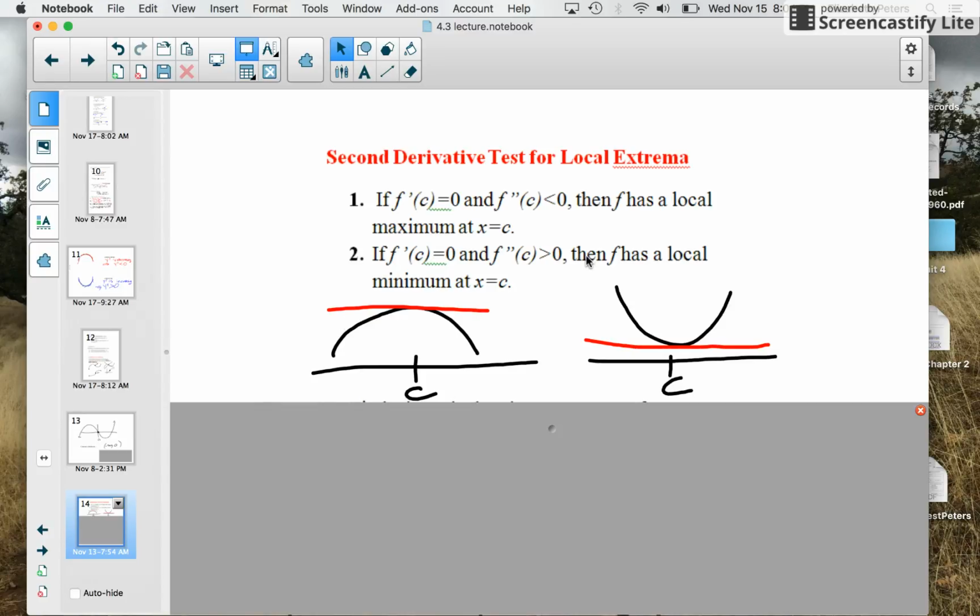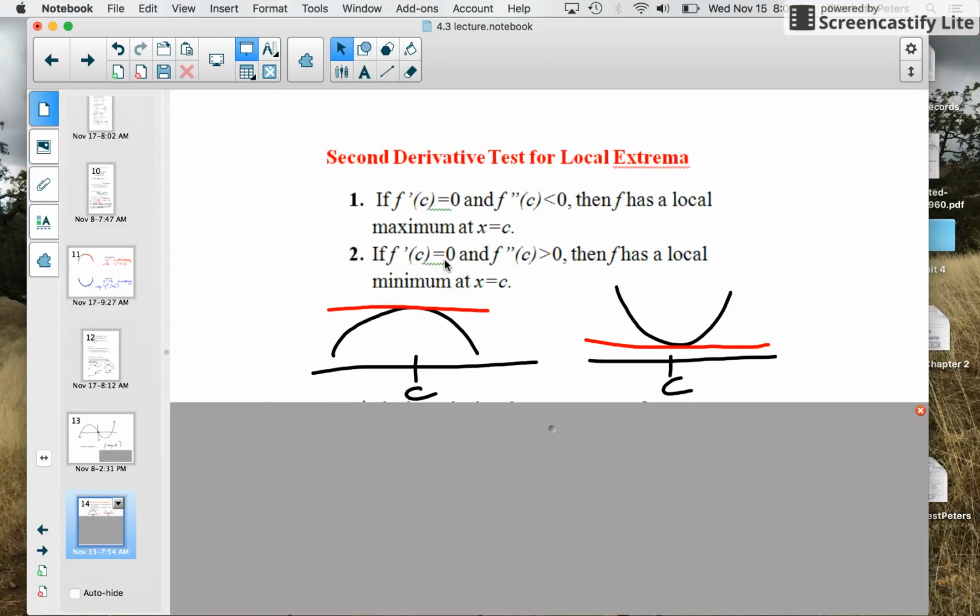And this leads us to our second derivative test. Alright, so we can test for local extrema using the second derivative also, as well as the first derivative. And the second derivative test says that if the first derivative is 0 and the second derivative is less than 0, is negative, then f has a local maximum. So if our second derivative is negative, it means that we're concave down. So that tells us that we've got a maximum.